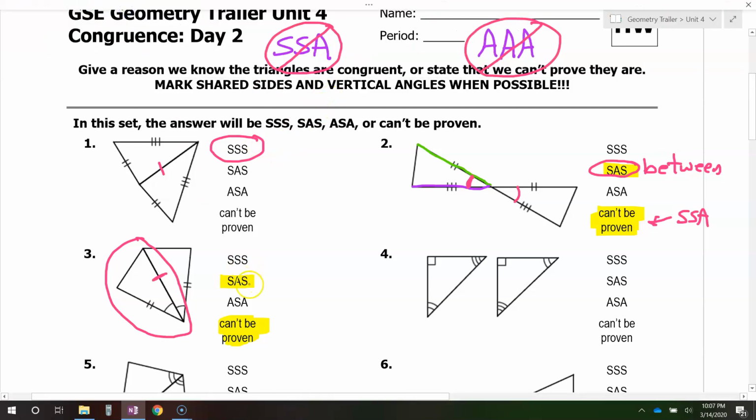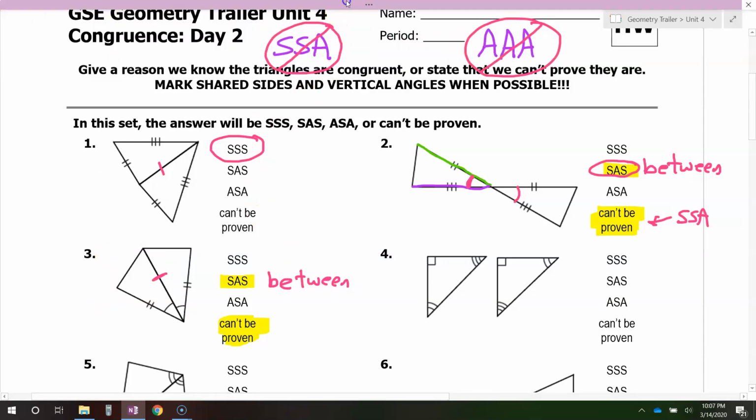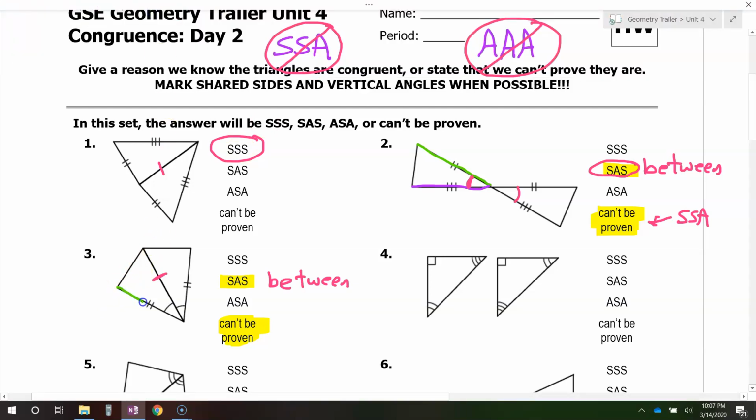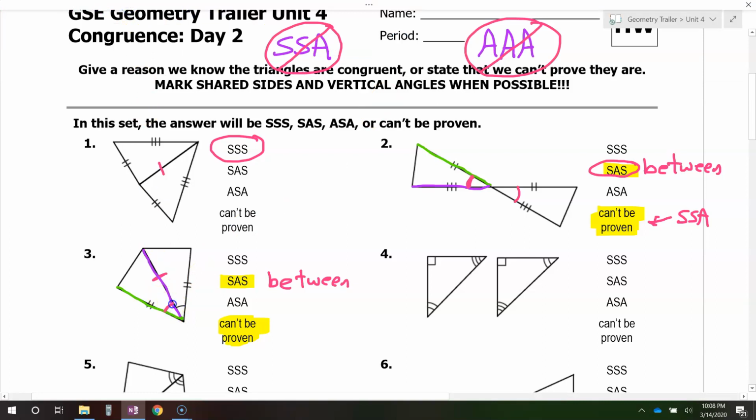So once again, I just need to check and see if the angle is between the two sides. The key word is between. So let's check. If I want to see if the angle is between, I should highlight the sides. So here's a side right here. Here's the other side right here. Okay, look where they meet. Look where they touch. They touch right here. And that is the angle that is marked. It is between, so this is side, angle, side.